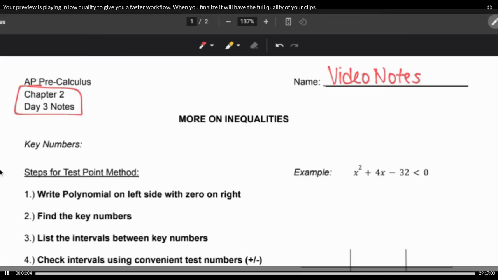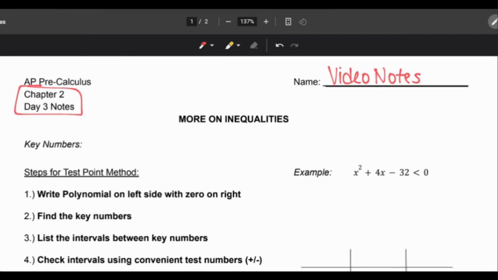We're going to continue solving inequalities. Most of today will focus on how to test different regions within the inequality, and we'll do that using a couple different methods. But the first thing that we need to determine are key numbers within our inequality, and on these types of problems, they will be the x-intercepts or the zeros or the roots. So the x-intercepts of the graph.